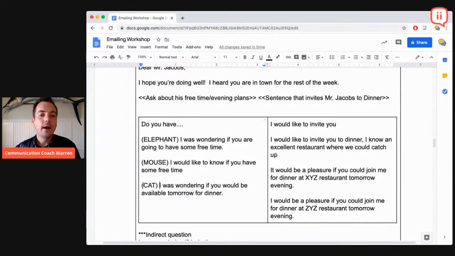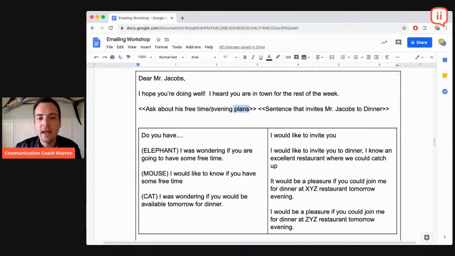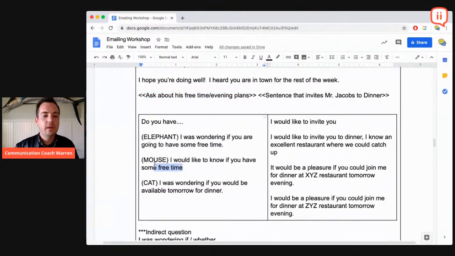That's my vote. Why? Because when I was planning the email in my head, I was thinking that first I want to ask only about my client's availability. So first I want to ask him about his free time. And I prefer the option mouse because it does that. Now I should pause and say, elephant and cat are both really well written. They're both great examples. That's why they've been included here. So if you voted for cat or elephant, you're not wrong in doing so. But just in my mind, I'm thinking I first want to ask about his schedule, and then I want to ask if he'd like to join me for dinner.